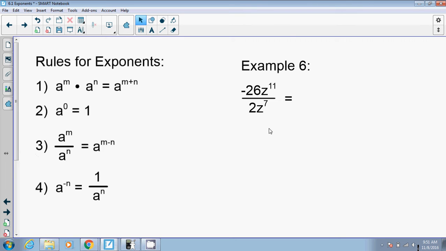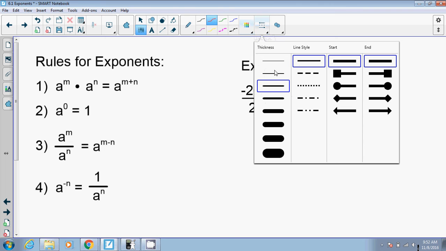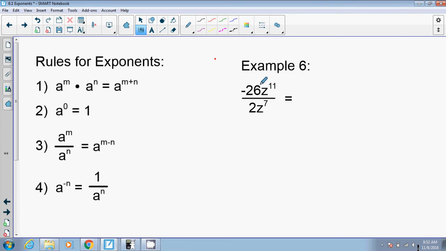In this example, we want to do negative 26z to the 11th, and we want to divide that by 2z to the 7th. All we're doing here is dividing exponential expressions. One thing to point out is that we do have numbers involved, so we're just going to divide the numbers as they are. We're going to divide the negative 26 and 2. Negative 26 divided by 2 gives me negative 13.